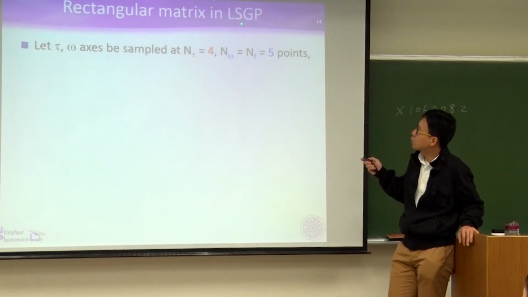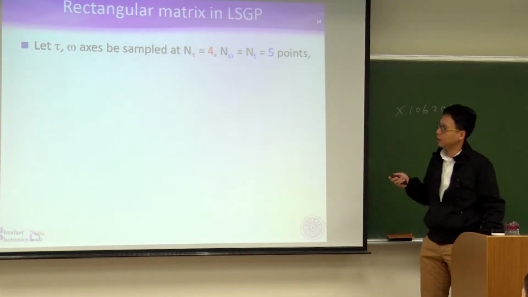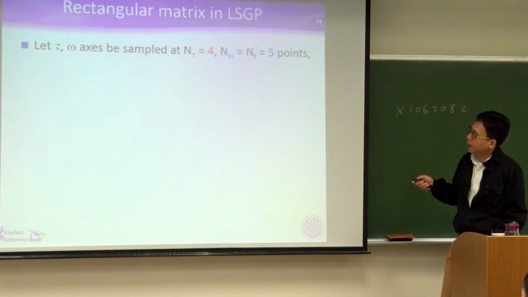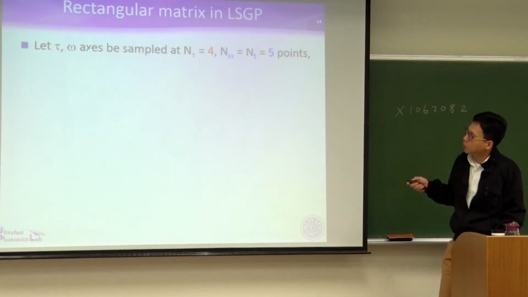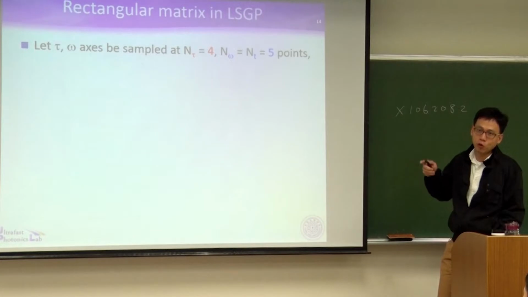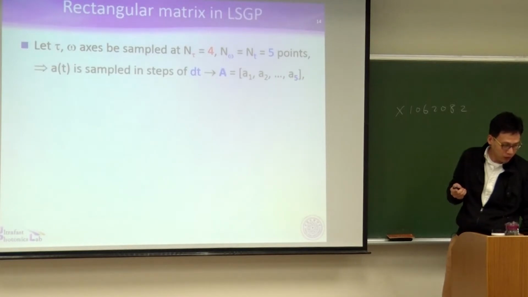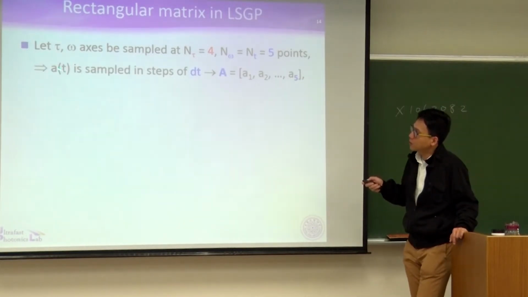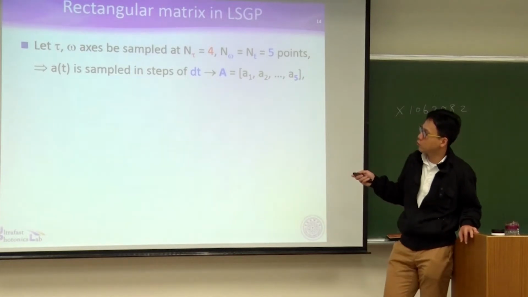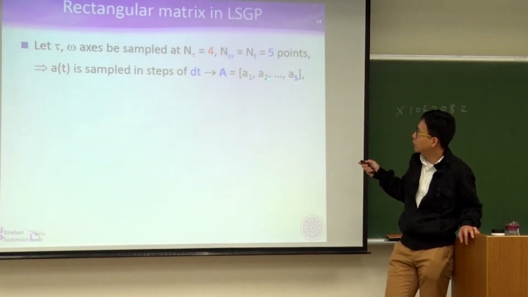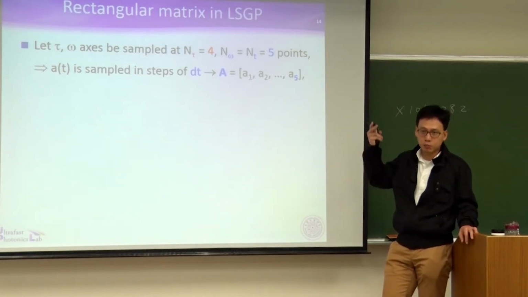In the least square GP, LSGP, a rectangular matrix is allowed. Okay, for example, your delay axis is sampled by 4 data points. Your omega axis is sampled at 5 points. Okay, 4 by 5. So it's a rectangular matrix. The sampling of the signal pulse, A of t, is very simple, straightforward. You got A1, A2, to A5 spaced by dt in the time domain, just like the previous case.